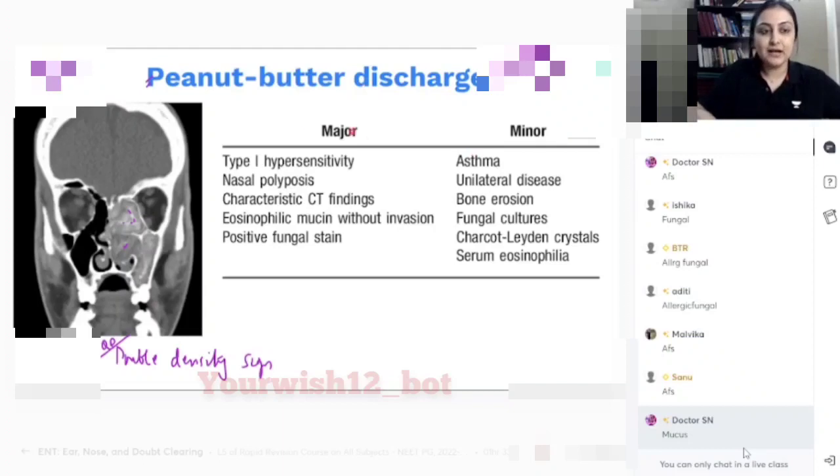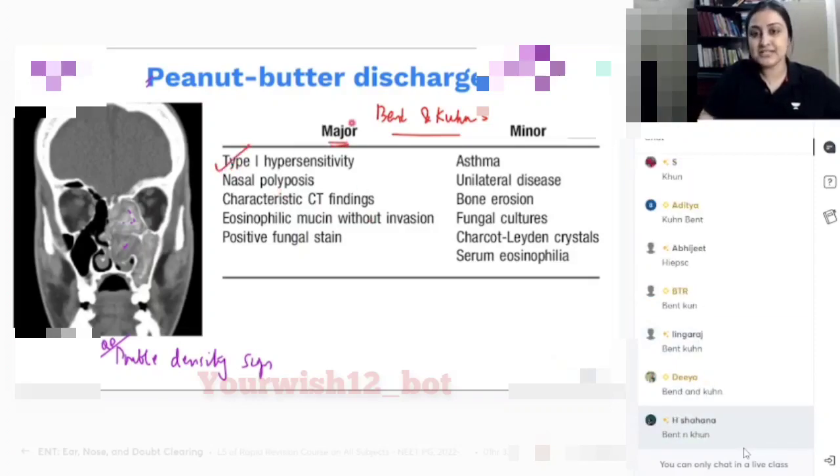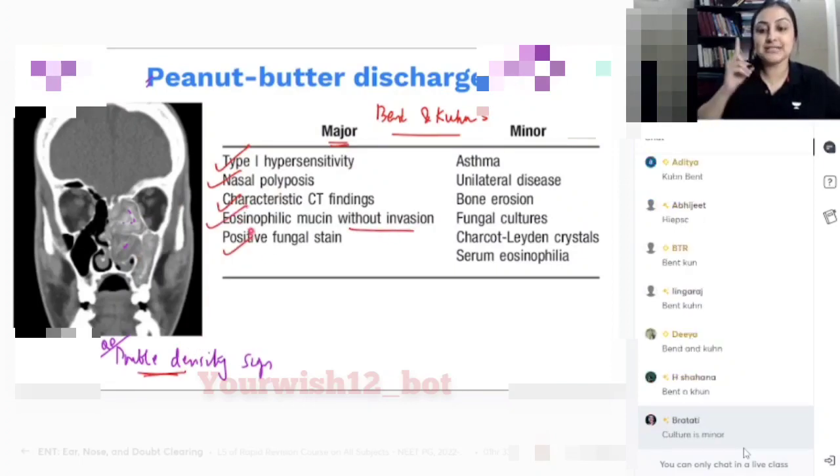What is the criteria asked in last INICET? This is something we had done in one of the midnight expresses. This is Bent and Kuhn criteria. So do you need to memorize this? Not really. Let's just go through it. So you should know what the major features are. Type 1 hypersensitivity, as the name suggests. Nasal polyposis, characteristic CT finding, double density. So you need to know. Eosinophilic mucin without invasion, positive fungal stain.